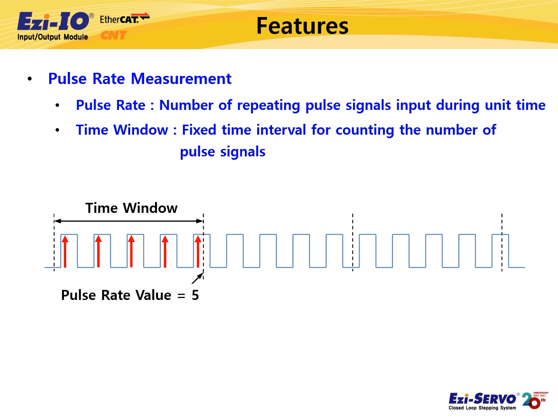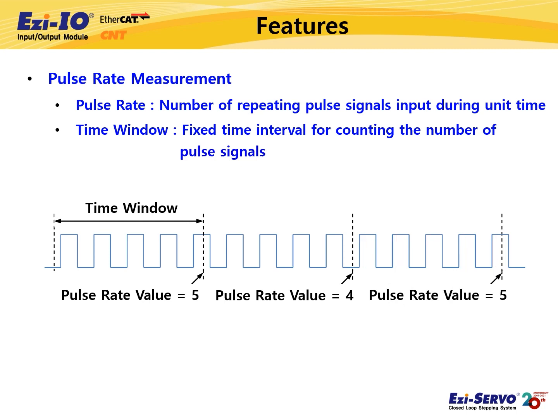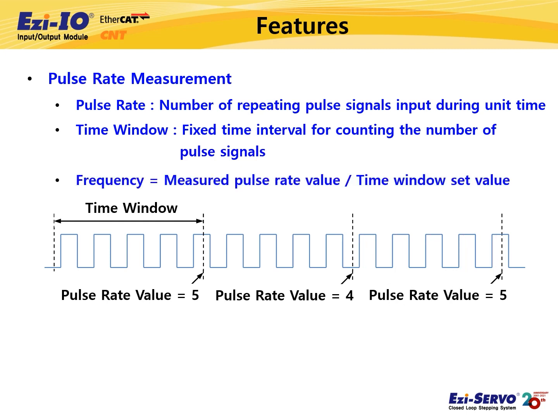So, the pulse rate is 5. In the next time window, there are 4 rising edges, so the pulse rate is 4. In the next section, the pulse rate is 5 according to this logic. And, pulse frequency can be calculated by dividing the measured pulse rate value by the time window set value.